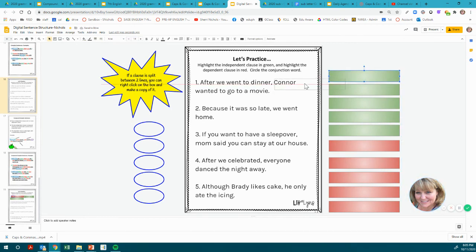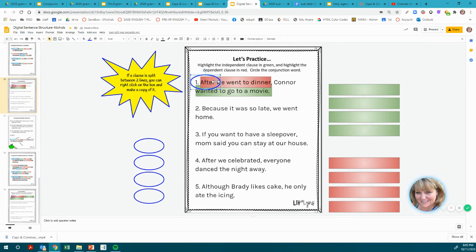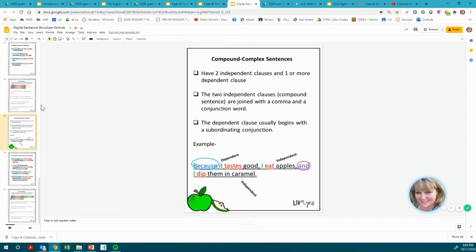So dependent in green, Connor went to the movies. That's our independent. After we went to dinner. So Connor went to the movies is our independent. After we went to dinner is our dependent. And we have after. Make that a little bit smaller. We'll do that for each of those. And then we will stop here with the assignment. Thank you.